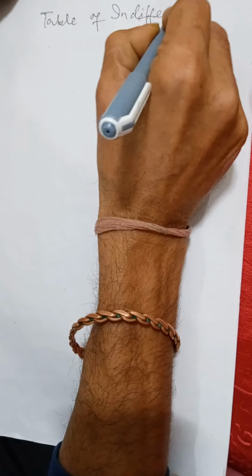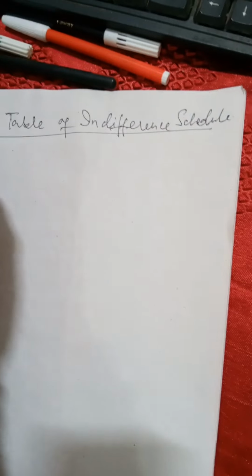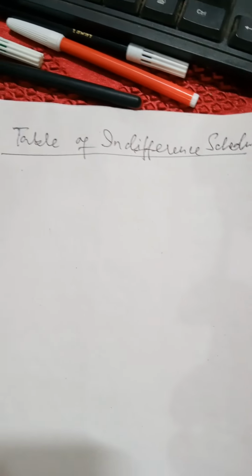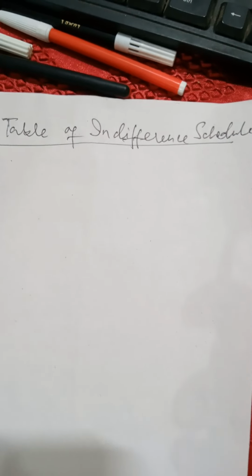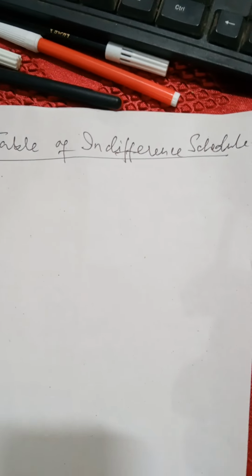Table of indifference schedule. Suppose the consumer is consuming two fruits, apples and mangoes, which give him or her satisfaction or utility.